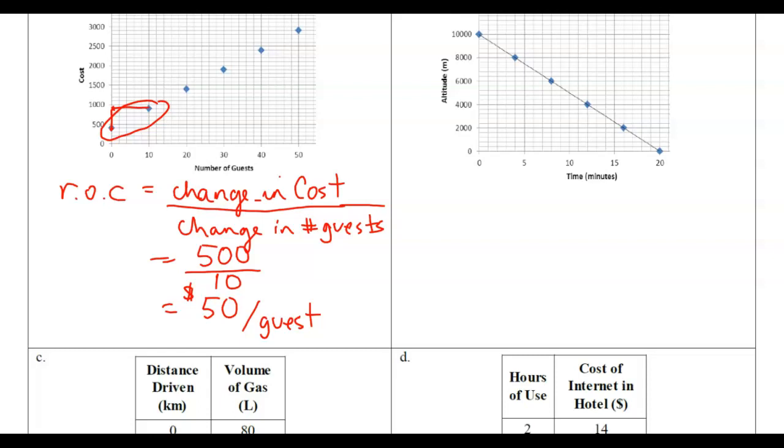Sometimes when it's not an application question, we just call it the slope of the line, how steep it is. But for applications, we call it the rate of change. Okay, so next one. This is rate of change equals change in altitude divided by change in time.